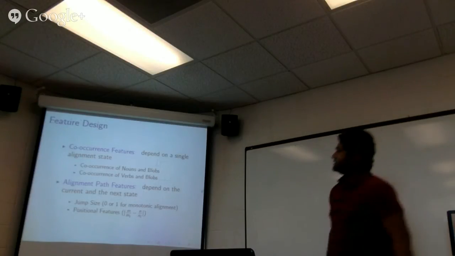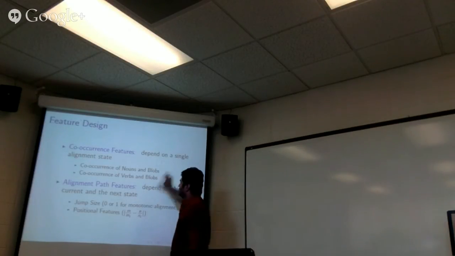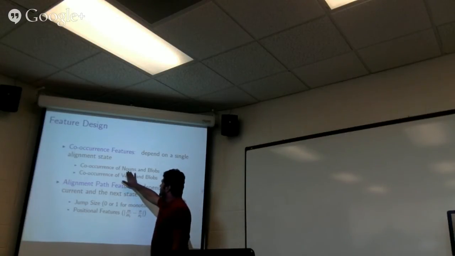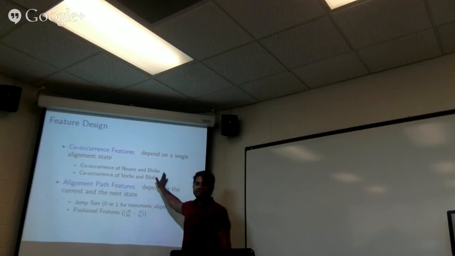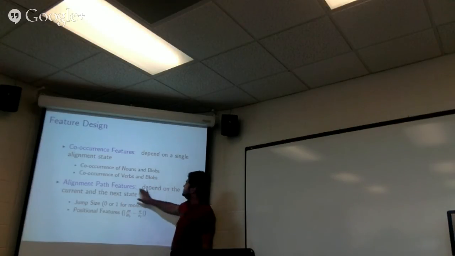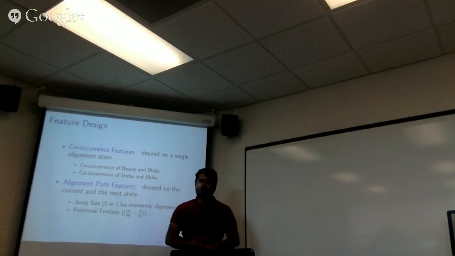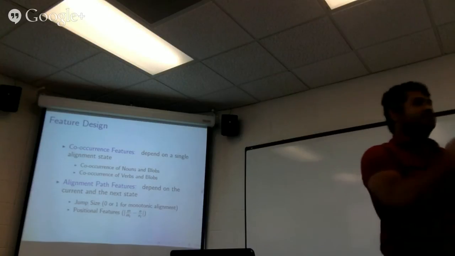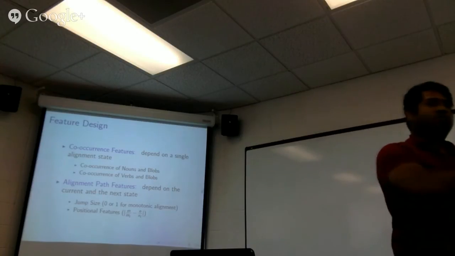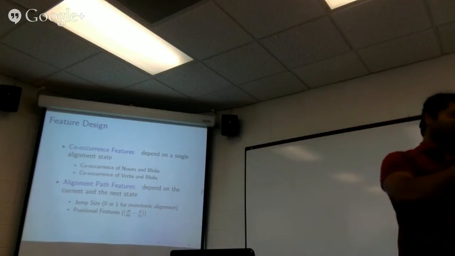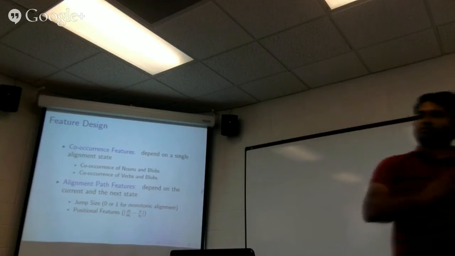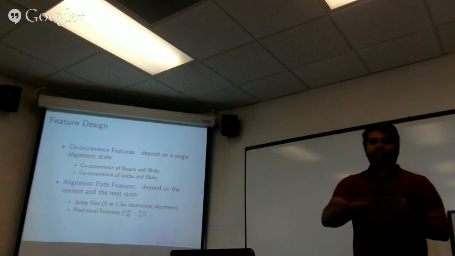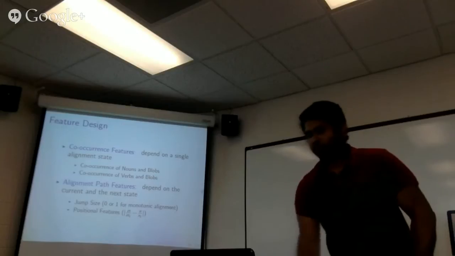So here are the features. We divide the features into two groups. One is the co-occurrence features, which is co-occurrence of nouns and blobs, which was very similar to our HMM model. But the new thing is we also have features for co-occurrences of verbs and corresponding blobs. So you can think of it, this can capture that the blob or object pipette co-occurs with the verb aspirate. And when we look at the learned parameters, we see that it gave positive weights to that.